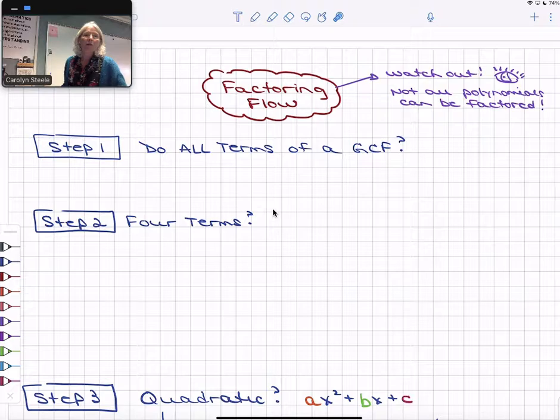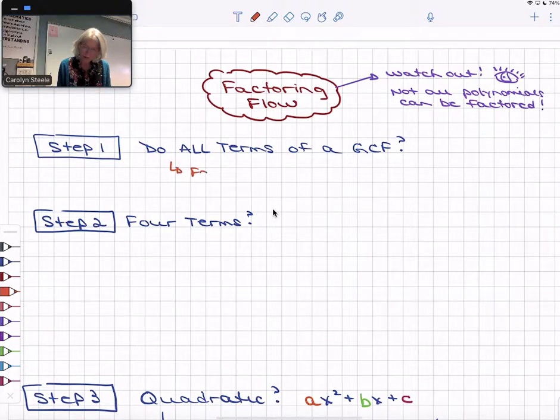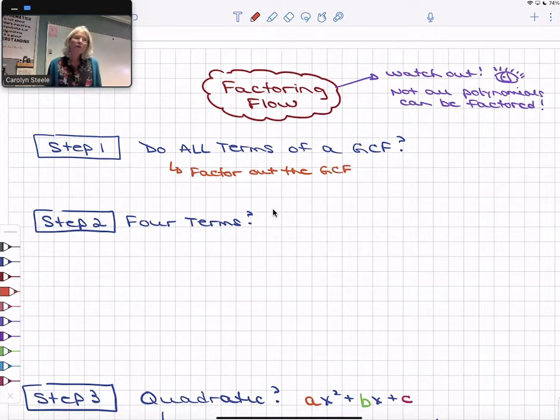All right, so here we go. You're given a polynomial. What is your flow? What are your steps to go ahead and factor it? Step one is always, do all the terms in the polynomial have a GCF? And if they do, your first step is to factor out the GCF. Whenever you can factor out a GCF, it always makes whatever you're factoring easier. Sometimes that's the only thing you need to do. Other times you move on to others.